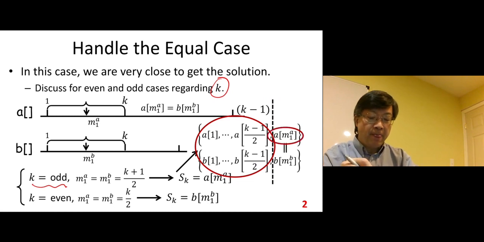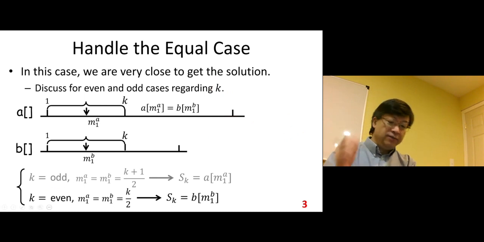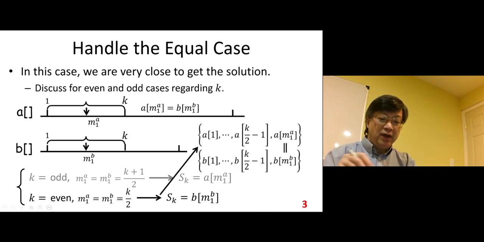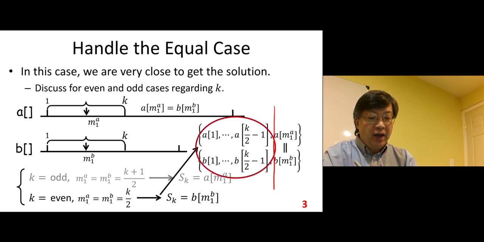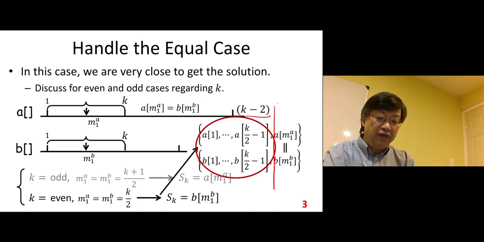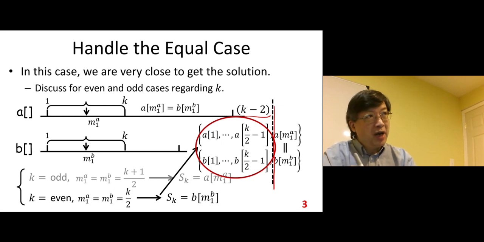Now let's consider the second subcase, where K is even. This time, let's consider these two arrays. Also draw a vertical line like that. We know there are K minus 2 elements this time at the left-hand side of this bar. Then on the right-hand side, we need to find the second smallest.